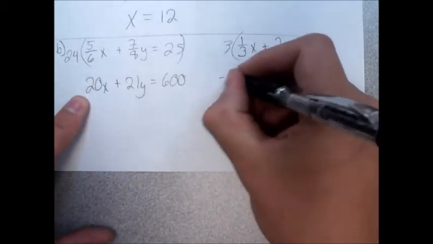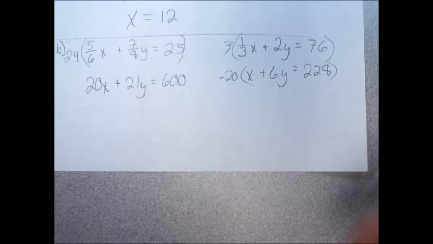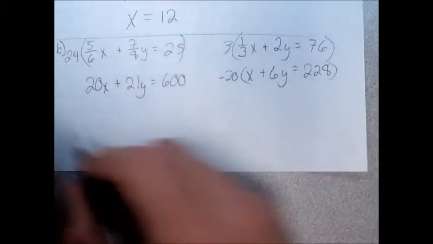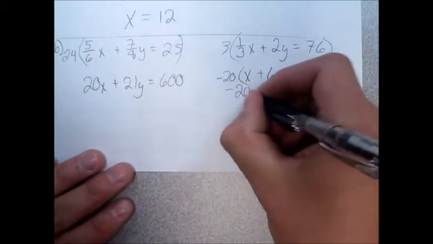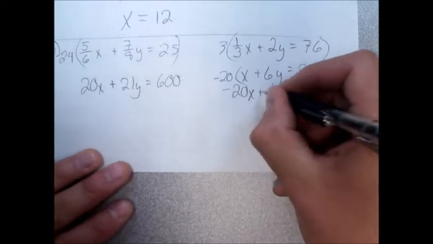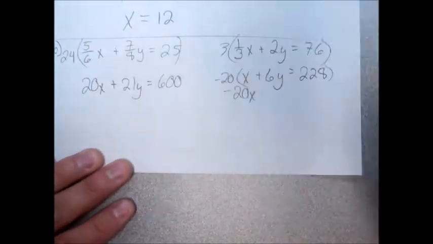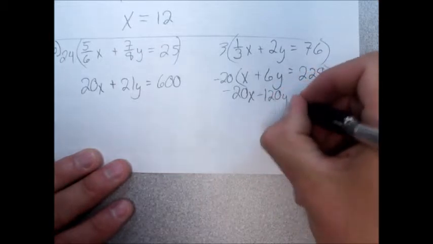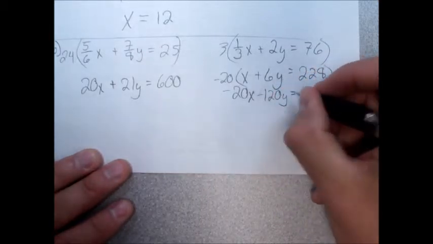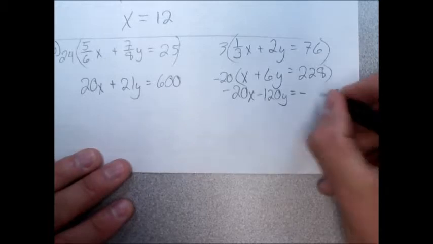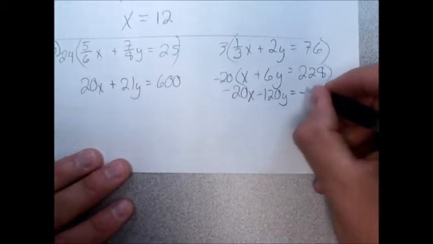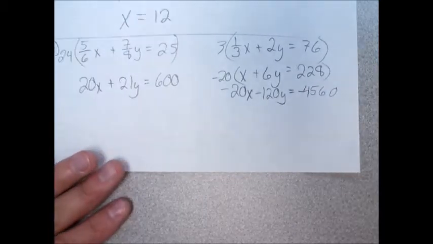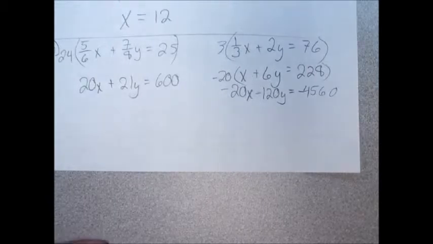Multiply the whole thing by -20, right? I don't like how big these numbers are getting, but we don't really have much of a choice in this case. We get -20x plus, or no, I guess that turns into a negative, so minus 120y equals negative... somebody give me that answer. 4,560, is that right? It was a big guess for me.